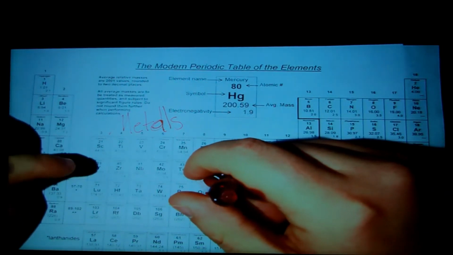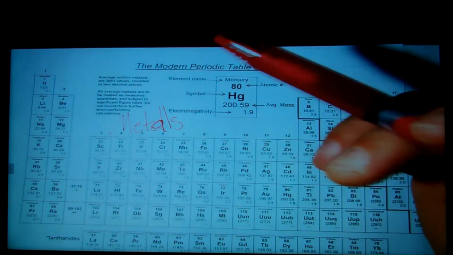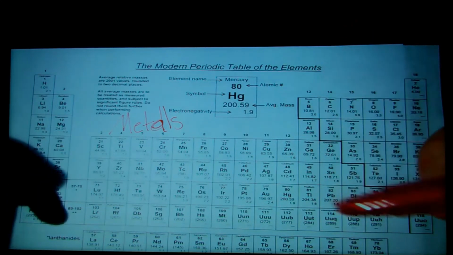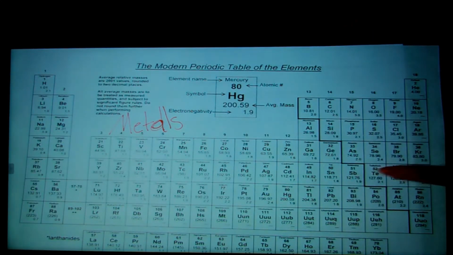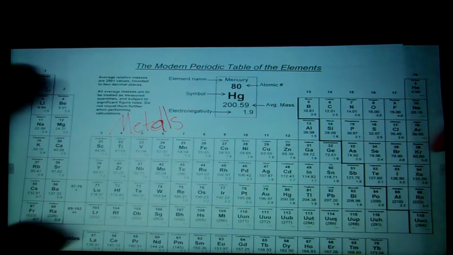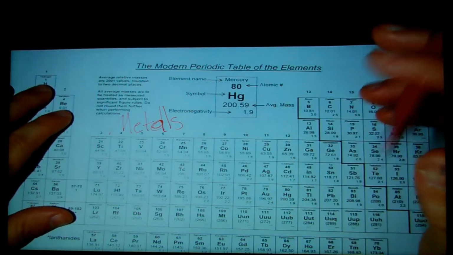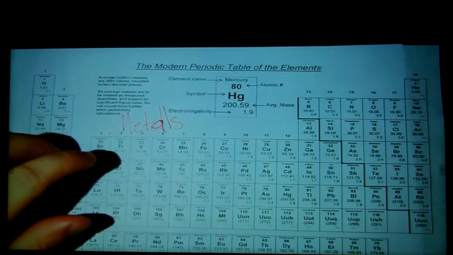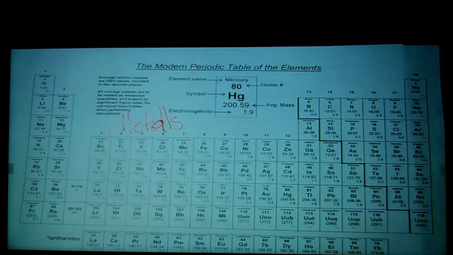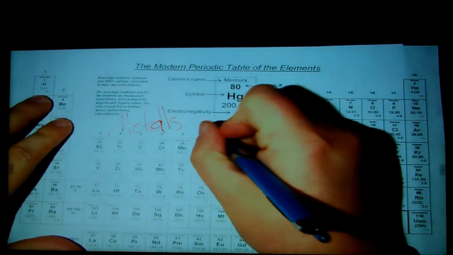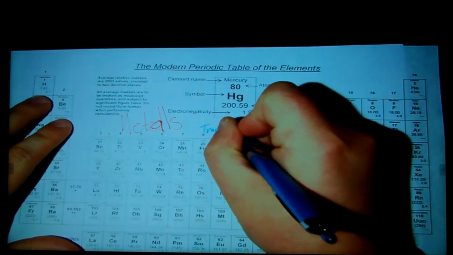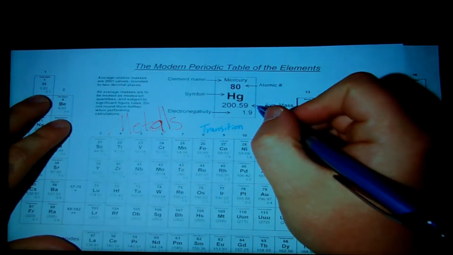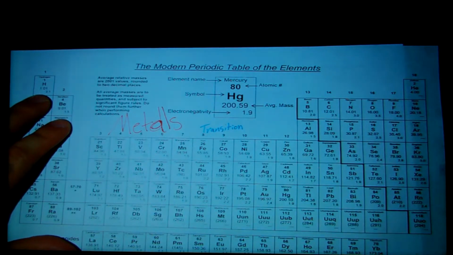What is another name for the D block? The transition metals. Please stop guessing. The D block is called the transition metals, like I just said. You never said that. I literally just said that.